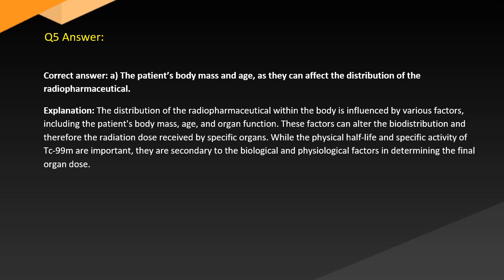Answer. Correct answer A. The patient's body mass and age, as they can affect the distribution of the radiopharmaceutical. Explanation. The distribution of the radiopharmaceutical within the body is influenced by various factors, including the patient's body mass, age, and organ function. These factors can alter the biodistribution and therefore the radiation dose received by specific organs. While the physical half-life and specific activity of Tc-99m are important, they are secondary to the biological and physiological factors in determining the final organ dose.